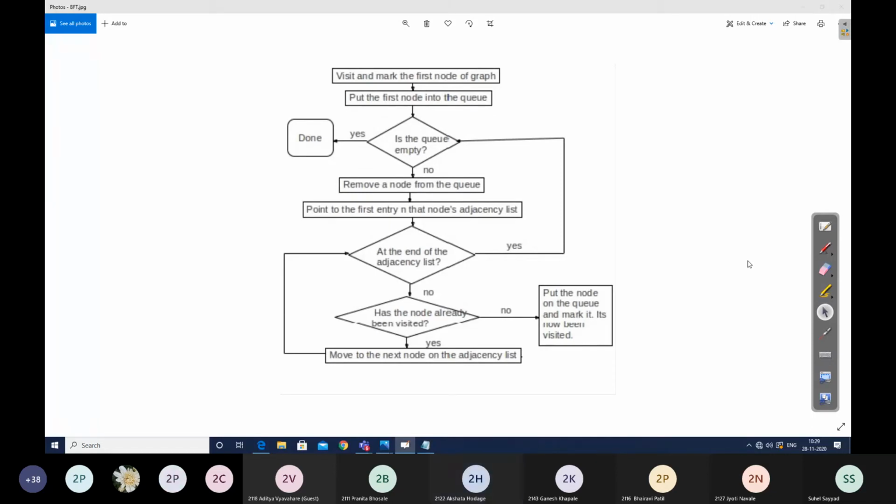Yes, sir. Yeah. So this diagram represents the flow chart of how this BFS traversal takes place. Okay, I'll quickly go through this particular flow chart for you.